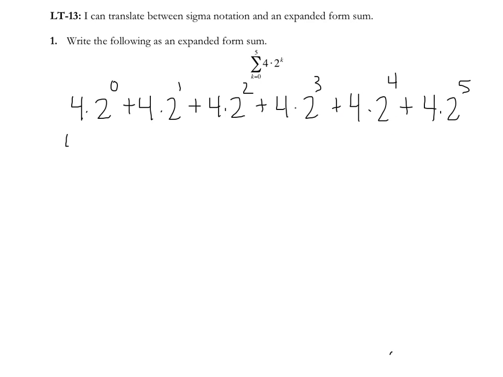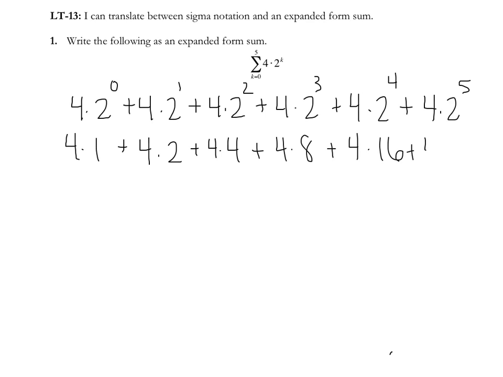To start, we have 4 times 2 to the 0. 2 to the 0 is just 1. Next, we have 4 times 2 to the 1st. 2 to the 1st power is just 2. 4 times 2 squared. 2 squared is 4. So I'm going to first deal with the exponents, because that's what I'm supposed to do in order of operations. I'll go through within each of these terms and figure out what the power of 2 is equal to.